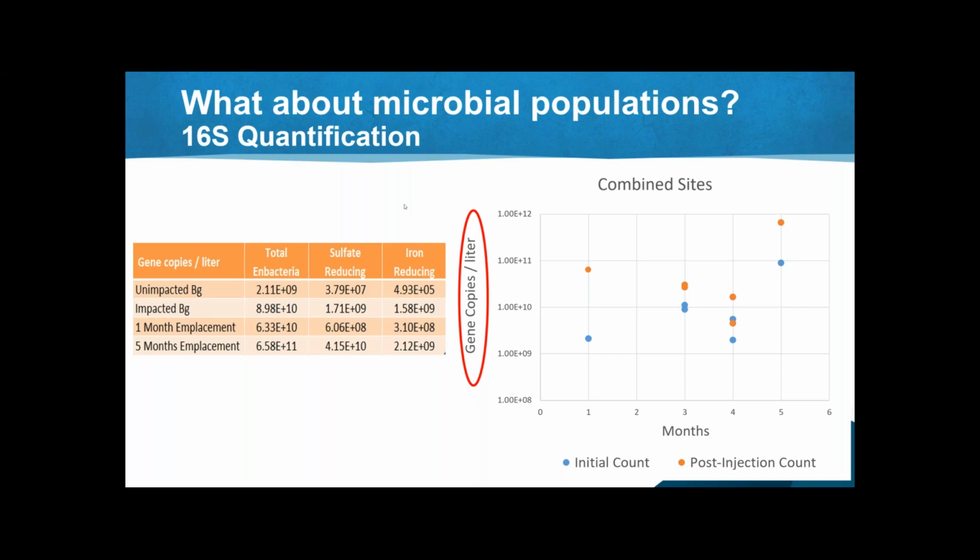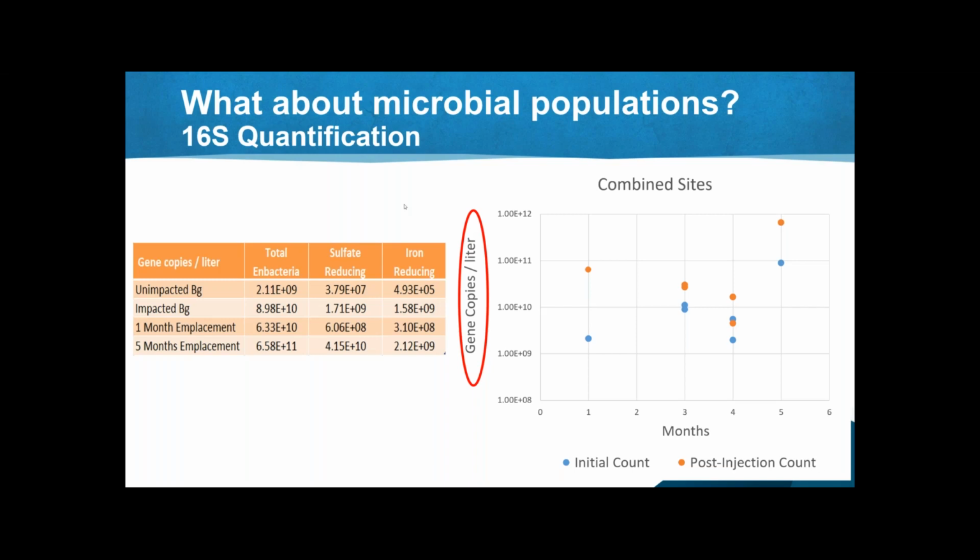What we have on the left in orange is your unimpacted background. So before we actually took any remedial step, we collected these samples. And what you see is that total bacteria is about 2 to the 9th. Sulfate reducing bacteria, we'll call it 4 to the 7th. Iron reducing bacteria, about 5 to the 5th.